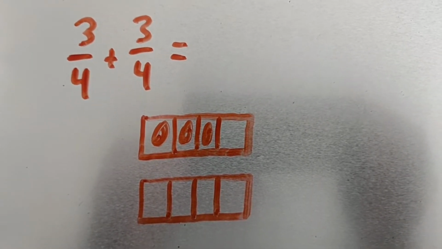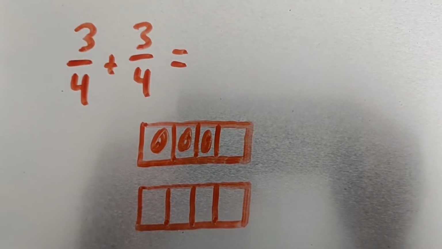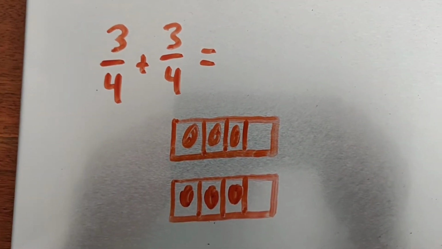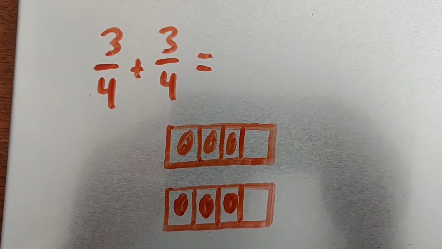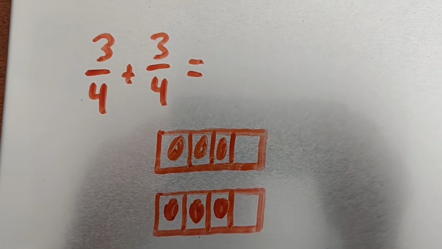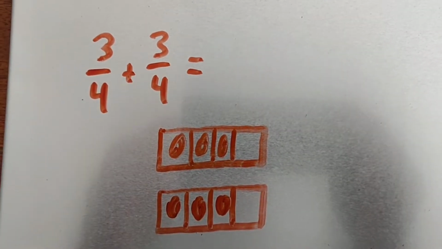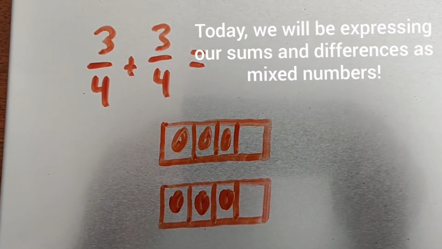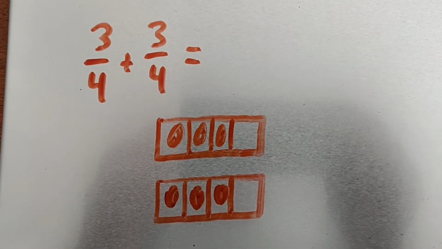And first I want to show you what not to do, and there's a reason for this. Don't leave a blank space in that top model and just fill in the next 3/4 in the second model. Because although you are going to see the 6/4 there, if we want to write that as a mixed number, it's not going to really show that in the model. So let me show you what I mean now.